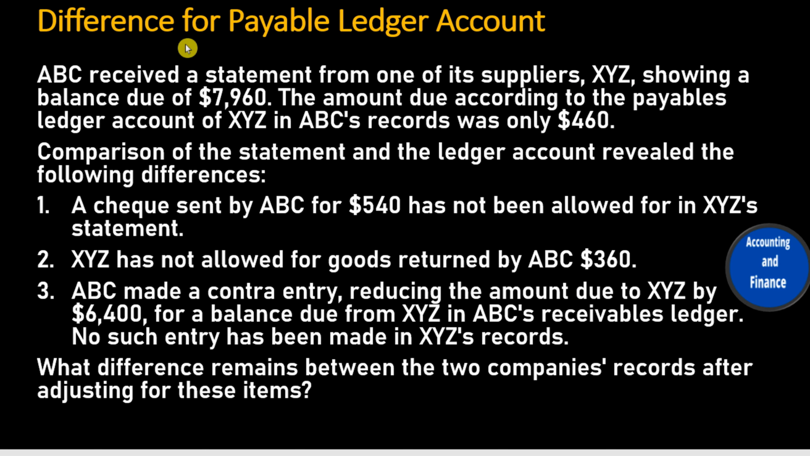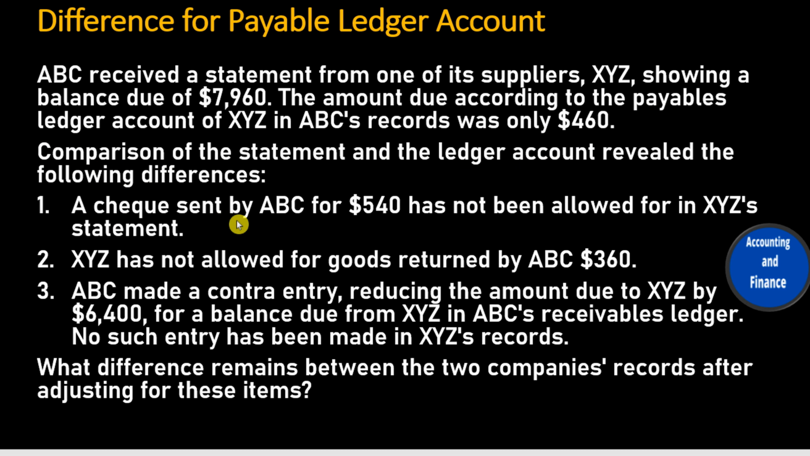Difference for payable ledger account. ABC received a statement from one of its suppliers, XYZ, showing a balance due of $7,960. The amount due according to the payables ledger account of XYZ in ABC's records was only $460. Comparison of the statement and the ledger account revealed the following differences.